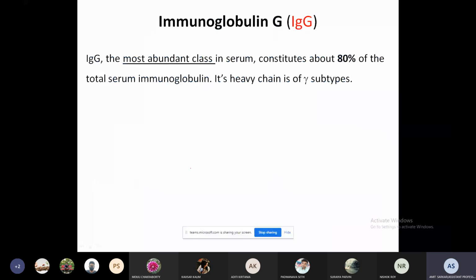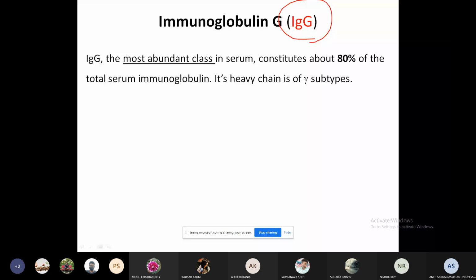This is the most abundant class. I should not say most important, but the most abundant class in serum. Of the total serum immunoglobulin, 80% is nothing but immunoglobulin G. So only the 20% is shared by the remaining 4: IgM, IgA, D, and E. 80% is immunoglobulin G containing gamma heavy chain.